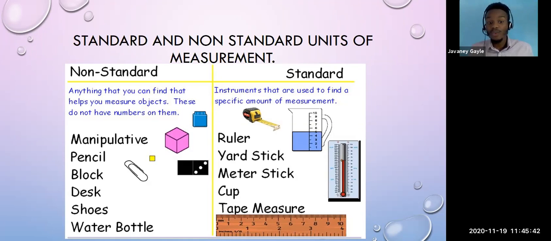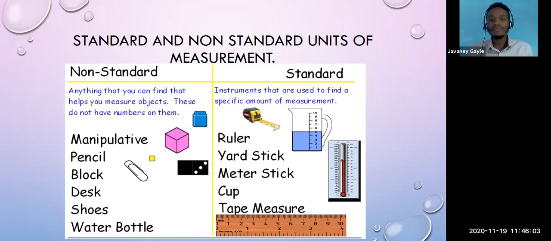I don't know if you've ever seen one. Those measuring cups and those tape measures. Let me just give you anything to help you out. You see anything at all that you can see with numbers, with lines and numbers? Usually those are standard units of measurement. And you can always sing the song that we did last time to remember.